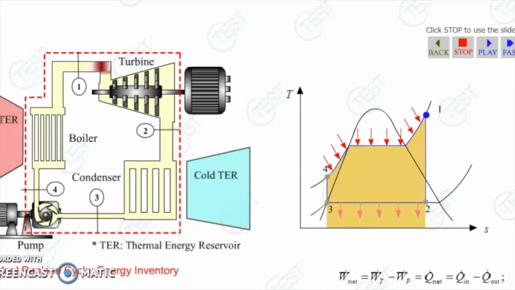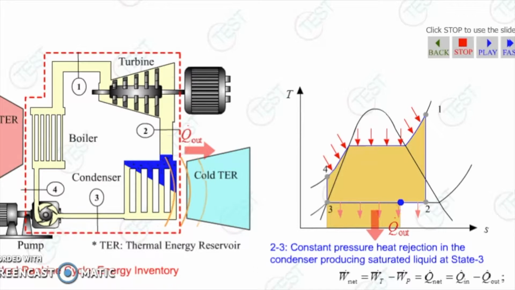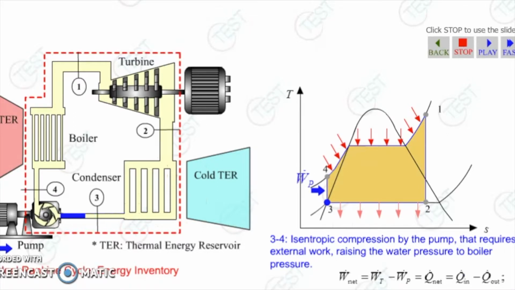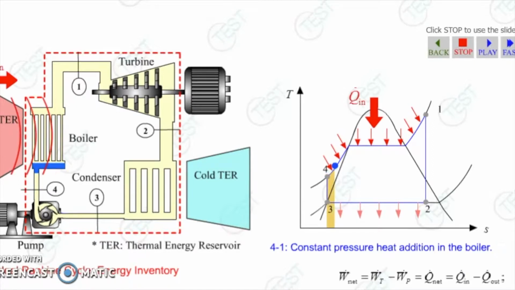The following animation shows the ideal Rankine cycle. We can see from steps 1 to 2 there is isentropic expansion of the working fluid, which allows steam to turn the turbine. From 2 to 3 there is isobaric heat rejection in the condenser. From 3 to 4 there is isentropic compression by the pump requiring external force raising the pressure, and 4 to 1 there is isobaric pressure heat addition. However, this is not possible as there are losses throughout the system, which we will discuss later.